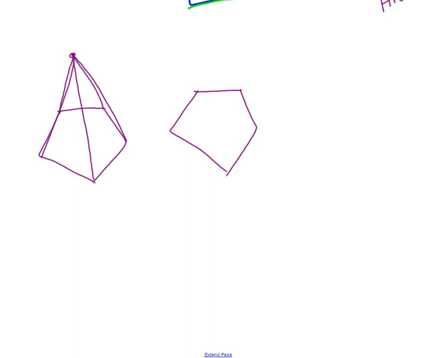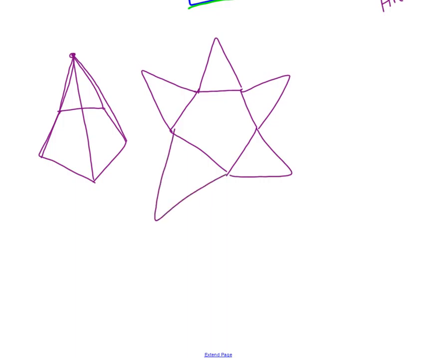This is even worse than the first one. So 1, 2, 3, 4, 5. It's a star. And you get sort of a Patrick kind of looking thing. We need to make it fatter.